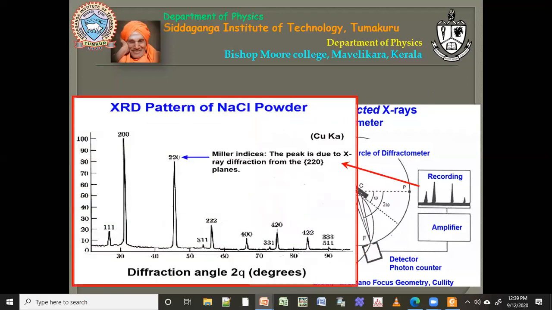Now, what do you see in the recording? You see a recording something like this. This is the data for an NaCl crystal, sodium chloride crystal. You get some peaks like this. Now what to do with this? You got very good data. The signal is good, noise is less, and you have a good peak size, all these things.